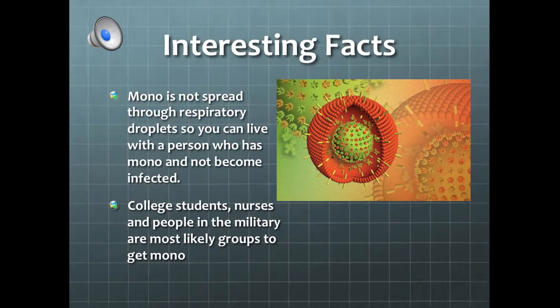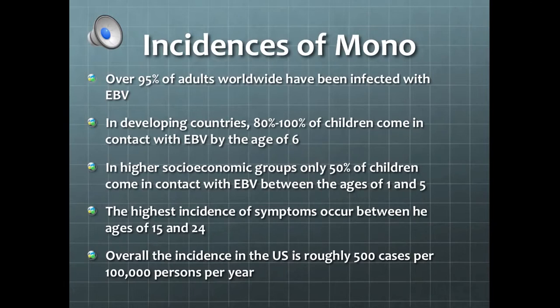The people that usually get mono the most are college students, nurses, and people in the military. And this has to do with their environment, and I will go into that a little bit further in the next slide. So, incidences of mono. Over 95% of adults worldwide have been infected with the EBV virus. And this is just going back to what I talked about 2 slides ago, and also what Sarah talked about at the beginning of this video.